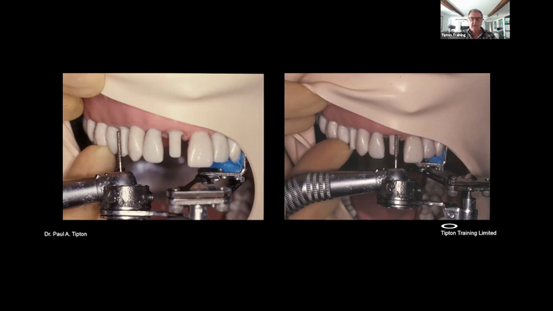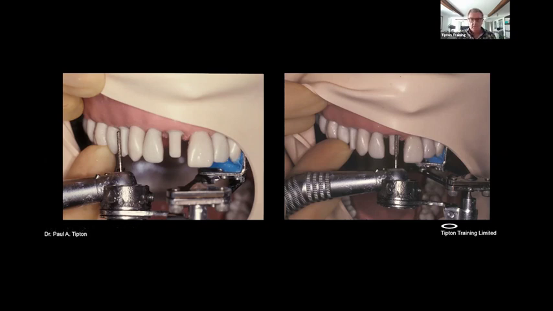So tooth preparation techniques need to be spot on. You need to understand how to lock your wrist during preparations. You need to understand speed increasing hand pieces and how we use those. And also we can go to Paralleloprep. And this is a very, very useful piece of kit.